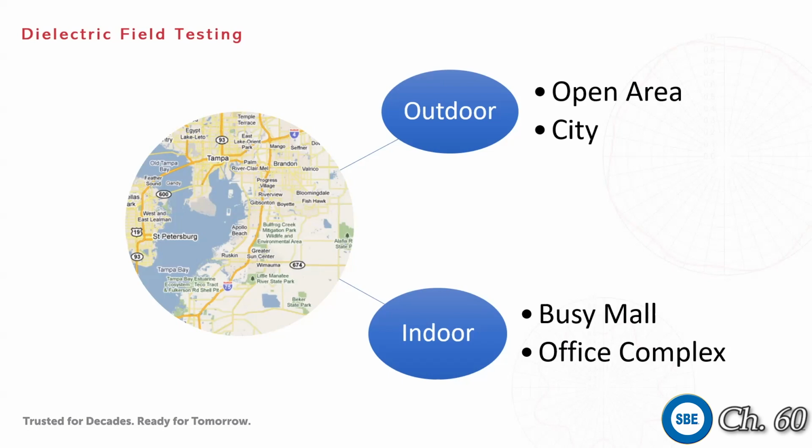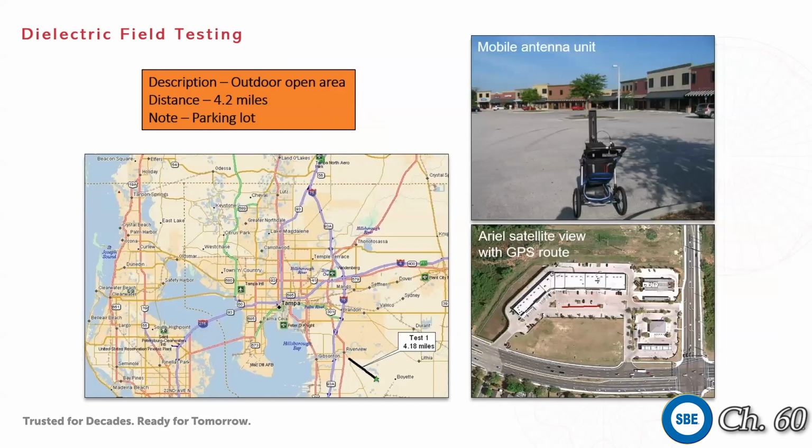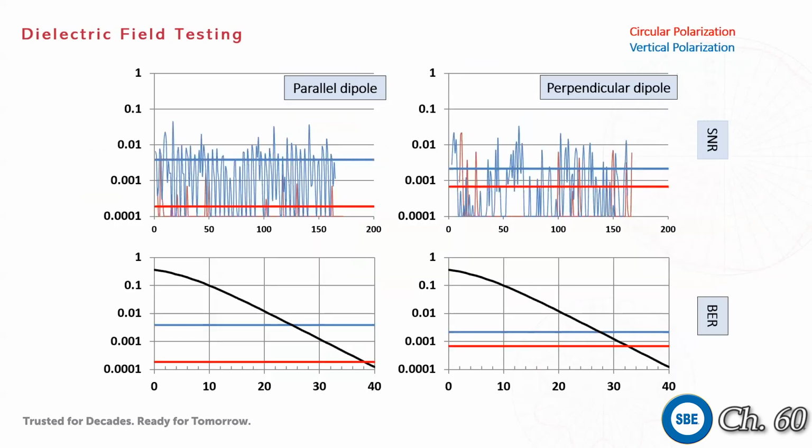So first up, we're looking at an outdoor wide open area, about 4.2 miles away from the transmit antenna. And we got a pretty good result. We're pretty happy with this. So for the parallel dipole, looking at about a 13 dB improvement in that margin. And then for the perpendicular dipole, looking at about a 5.5 dB improvement for that margin.